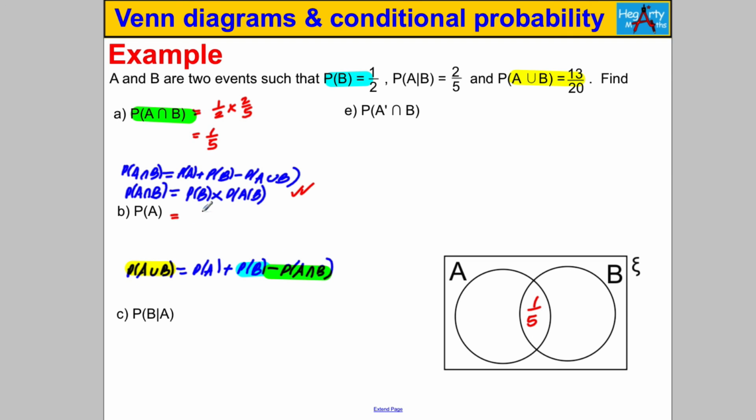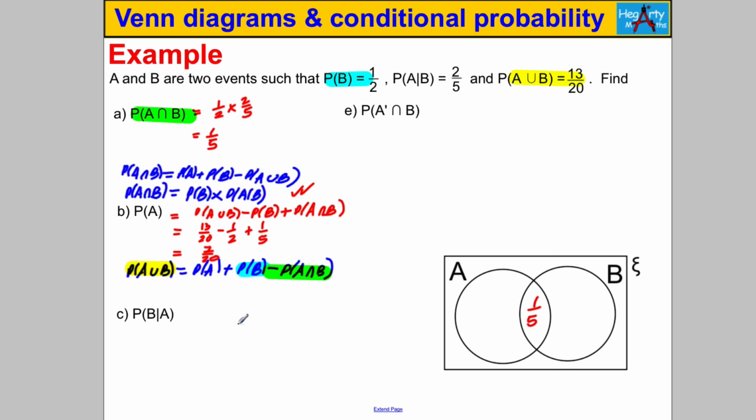Rearranging that, the probability of A must be equal to the probability of A or B, subtract the probability of B, add the probability of A intersection B. So we're going to say it's 13 out of 20, take away a half, add 1 out of 5. And if you were to do that, you get the following answer, 7 out of 20, and you're done.